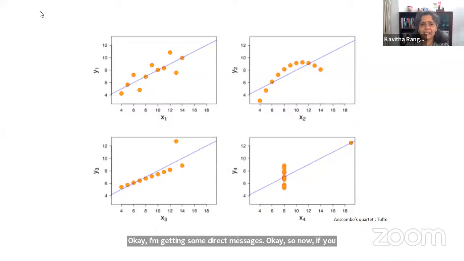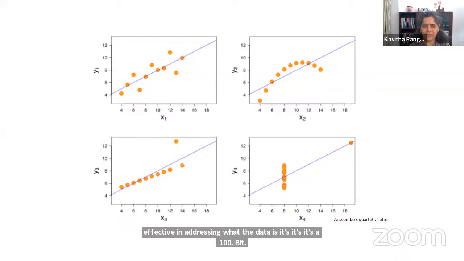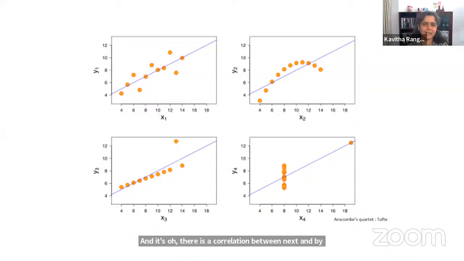Okay, so definitely this line is quite effective in addressing what the data is. Right? So it's a moderate fit, and there is a correlation between X and Y that we can see, and our model is actually capturing.